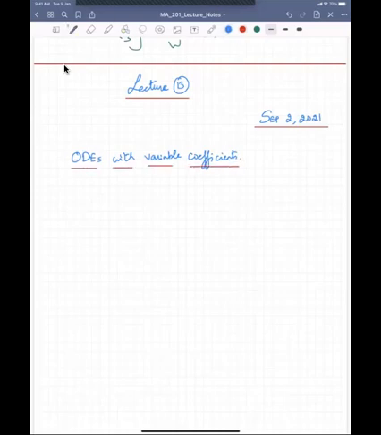So my goal is to try and illustrate a very powerful and very widely used technique to solve second order differential equations with variable coefficients. I mean equations of this sort: y double prime plus p of x y prime plus q of x y equals r of x. So as usual, we'll start with the homogeneous equation, and then we'll move on to the inhomogeneous stuff.